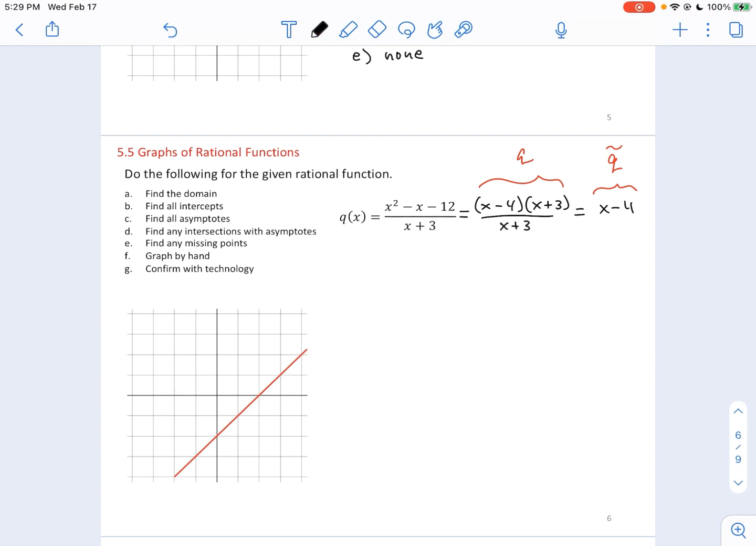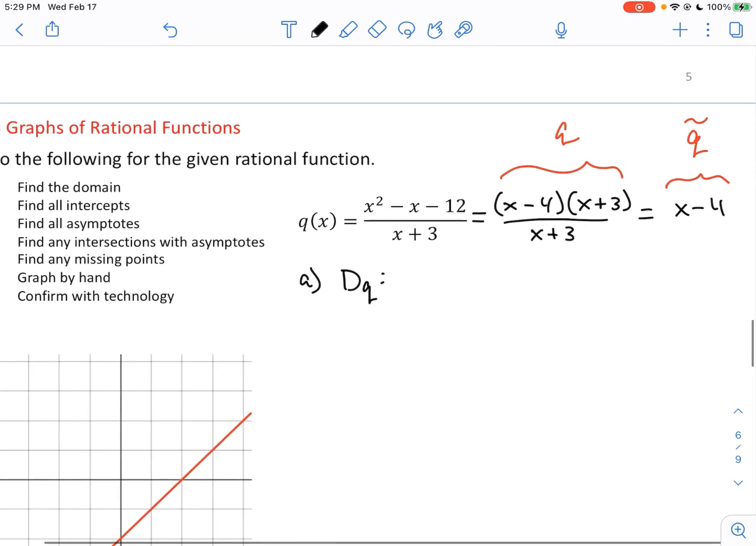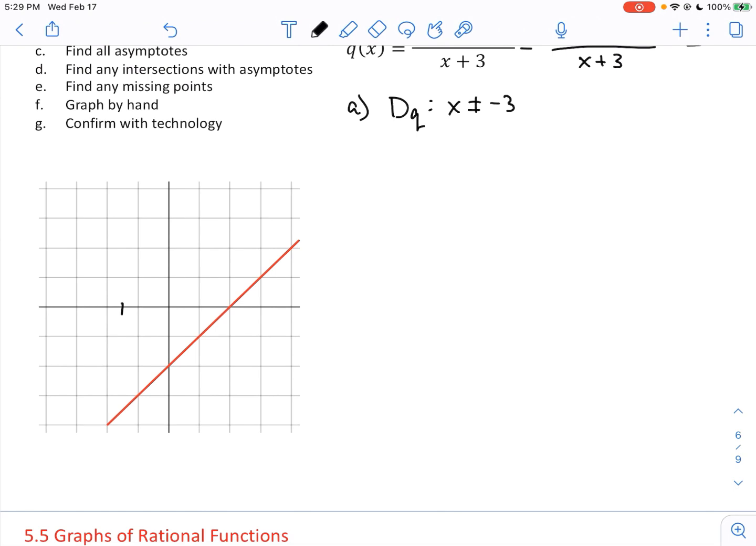But we did have a domain restriction, right? The domain of q, not the domain of q tilde. The domain of Q is that x cannot be -3. That domain has to be reflected in this graph here. There's -3 right there. On this line, we're going to have a missing point that's going to occur right there, and then continue that line that way. The question is, what is its y-coordinate?